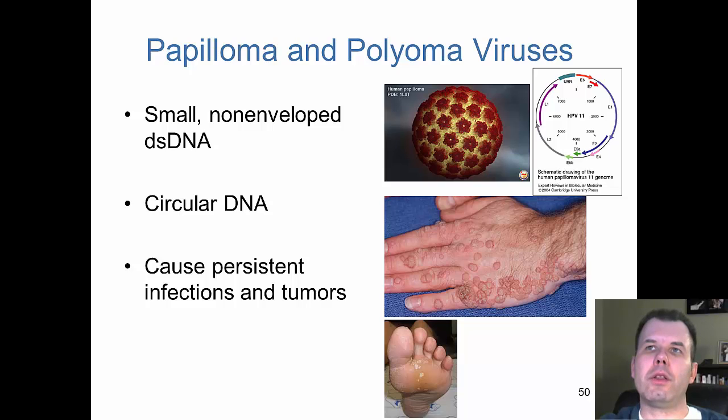Now, the other one that we look at is the papilloma and polyoma viruses. These are small non-enveloped viruses. They have circular DNA, and these are cause of persistent infections in tumors. But primarily what we see with these guys, most of the human papilloma viruses are caused for these seed warts, or warts that we get on our hands or on our feet. And so most of these viruses are non-cancerous. Most of these, there's over 100 different strains, most of them non-cancerous. But we do worry about a few that can cause, and we do know cause, certain types of cancer.